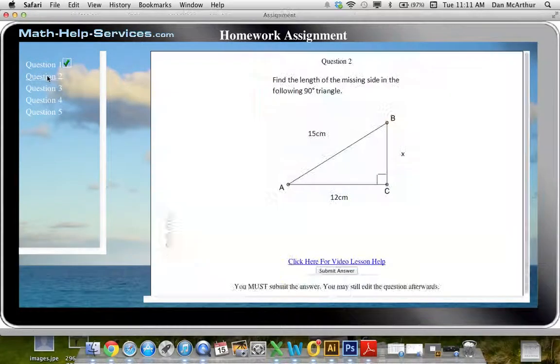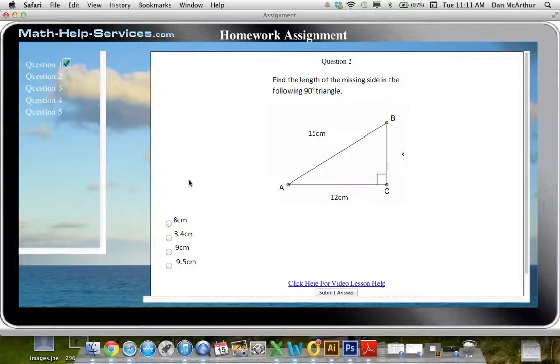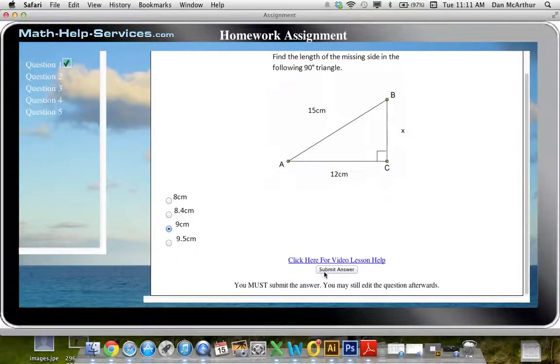All right, so we'll pop into question 2 now, and I'll just go through this. So, what do we got here? 12 squared plus, we'll call this again b squared, equals 15 squared. So we'll solve it. 225 minus 144 after we square this. And what are we going to get? 225 minus 144 is 81. The square root of 81 is what? It is 9. So we'll just submit this here.